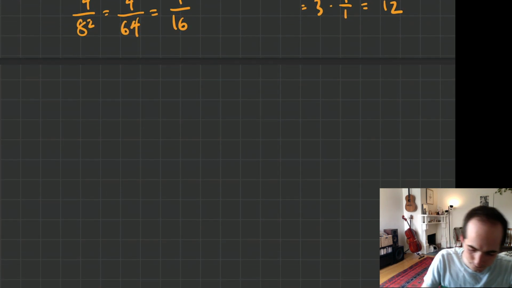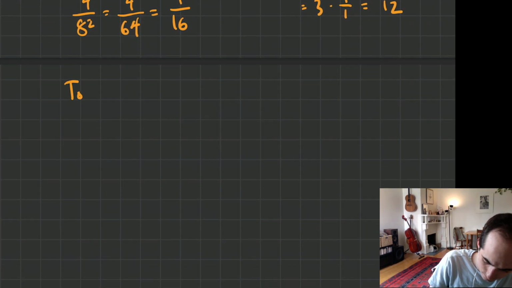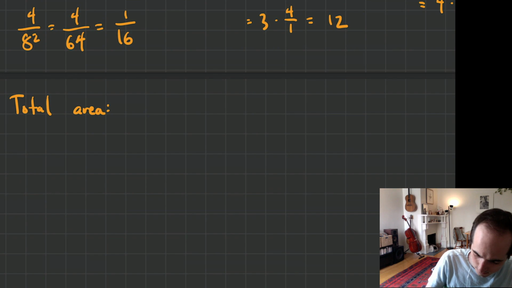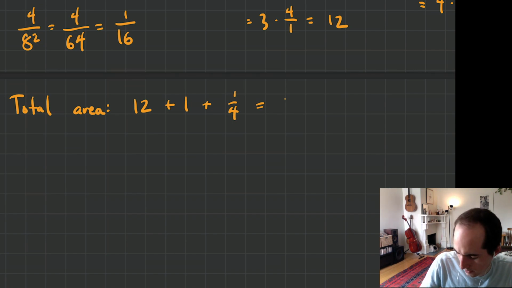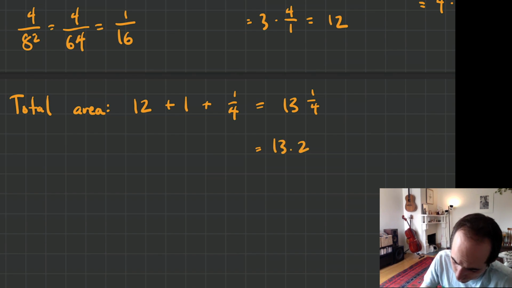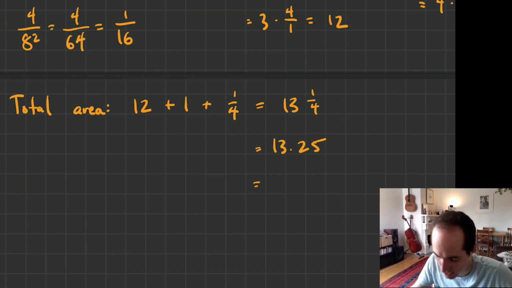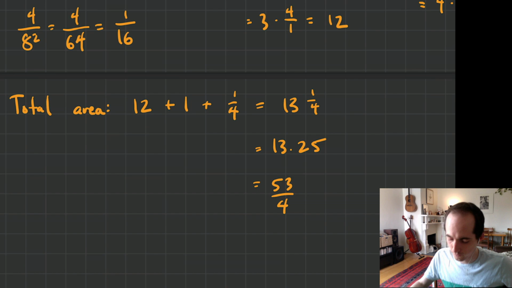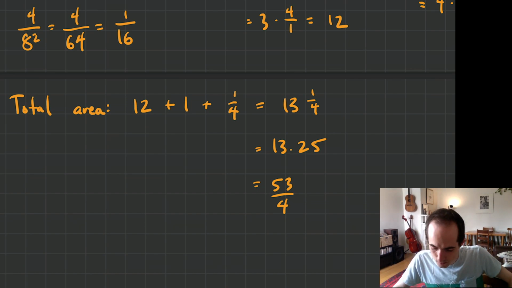So the total area is, what was it, 12 plus 1 plus 1/4. So you could write 13 1/4, or you could do a decimal, 13.25, or you could do an improper fraction, which is what I would prefer. So that would be 48, 52, 53. 53 over 4. Yeah, so that's that question.